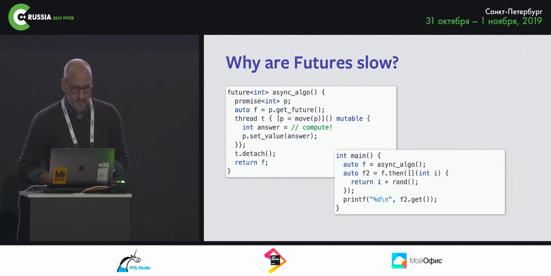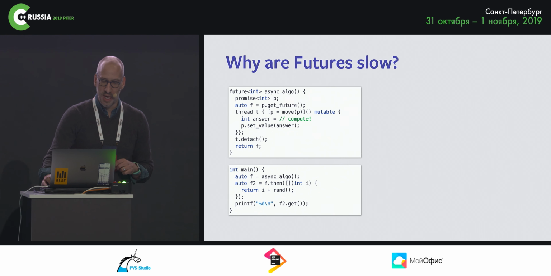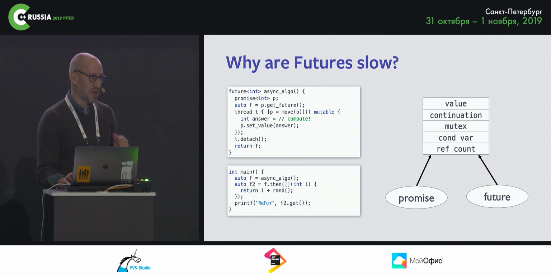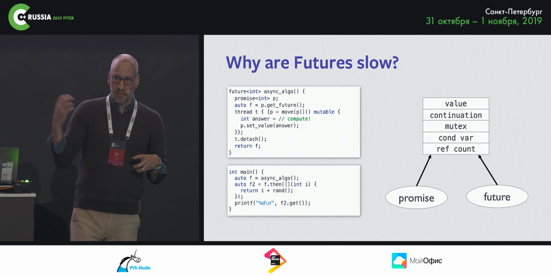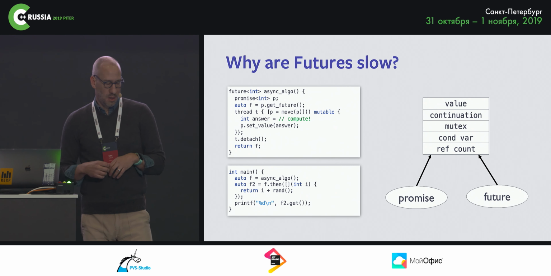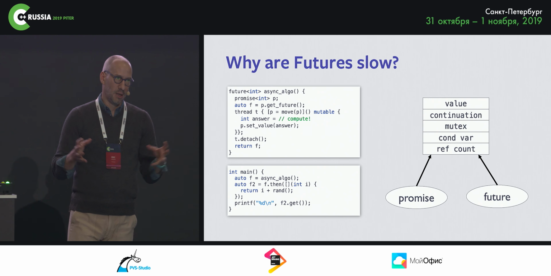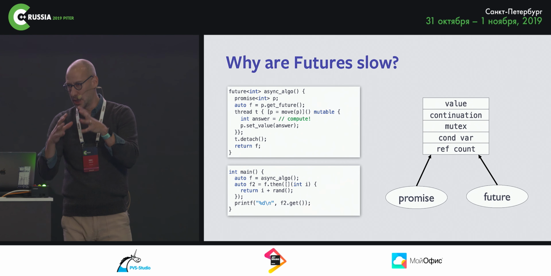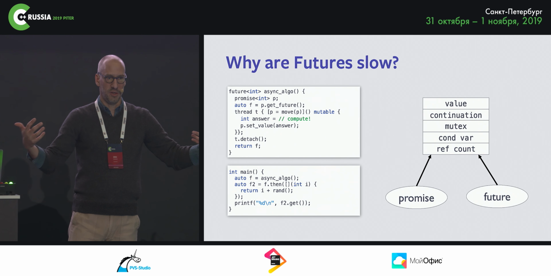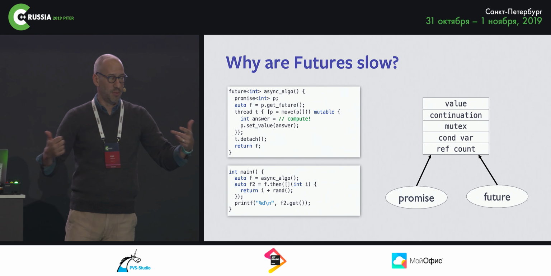Okay. Great. So let's put that off to the side, and let's talk about what is actually happening under the covers and why this is slow. When you create a promise-future pair, you allocate some shared state. It's a communication channel, right? And it uses shared state so that the two different threads of execution can communicate with each other.